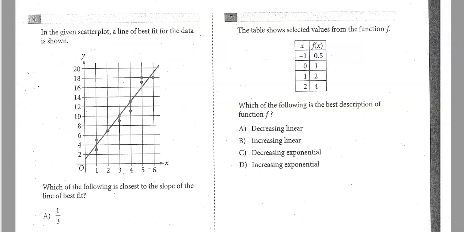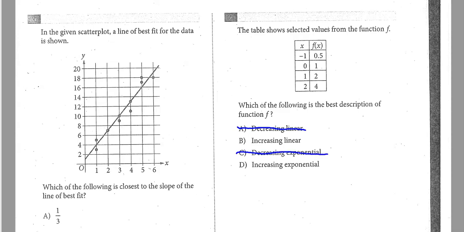Which of the following is the best description of this function? So I'm looking at it and I see that as x gets bigger, the y value gets bigger. So I know it's increasing, so that wipes out A and C. So I have it down to a 50-50.